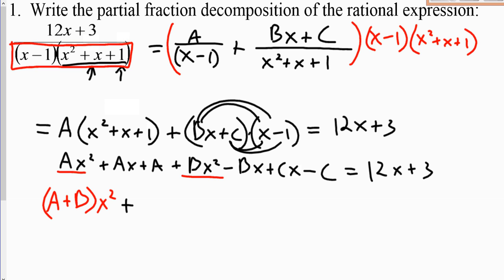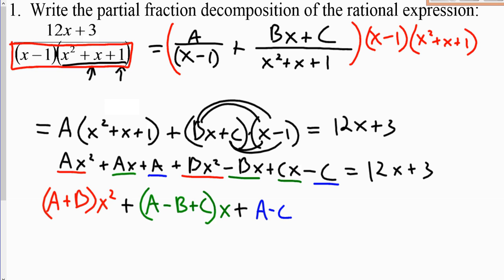plus, well, then my linear terms, I have ax minus bx plus cx. So I'm going to have a minus b plus c all times x, plus then my constant terms is a minus c. And this all has to be equal to, well, I don't have any x squared terms, so for the sake of argument, I'm going to write 0 x squared plus, and then I have 12x, I didn't want that to be red, so that's going to be an x, and then I'm going to add that to my constant, which is 3.